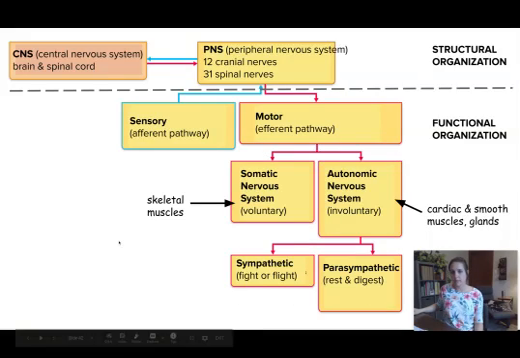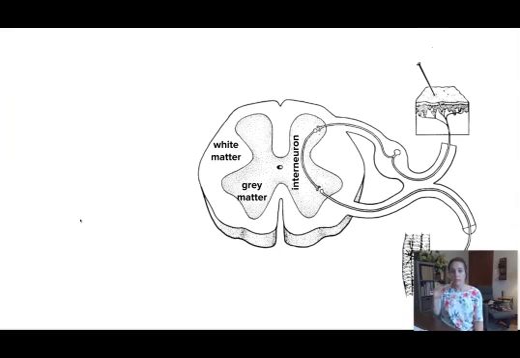We're not going to talk about this other stuff today, just these two pathways. I do also want to note that the things your motor pathway has control over, remember, are your skeletal muscles as well as your glands. So muscles and glands are what your motor unit can control.